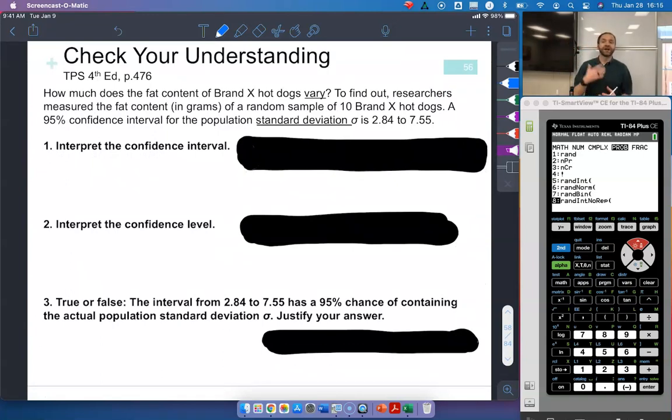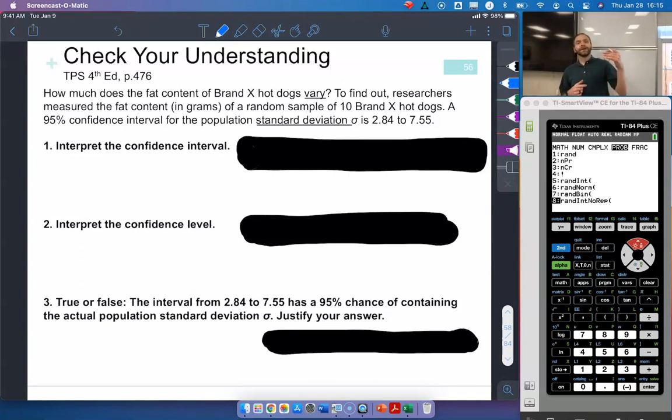It's one of your check your understandings in the book. It does interpret a confidence interval. It does interpret a confidence level. And it asks you to determine a true or false. So pause. Kidding. You didn't pause. I paused.